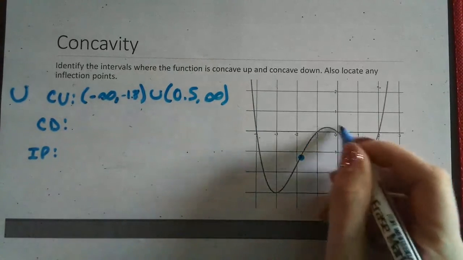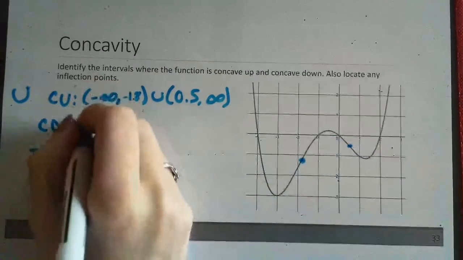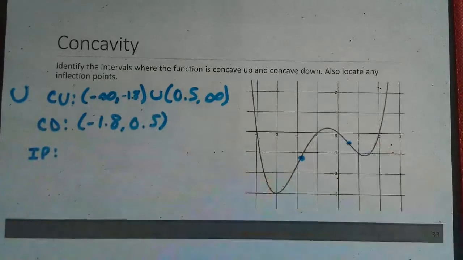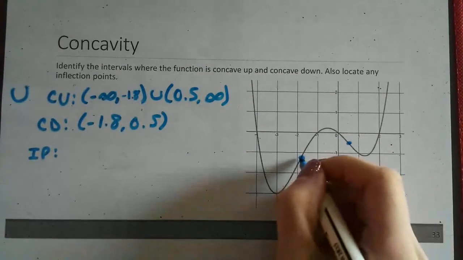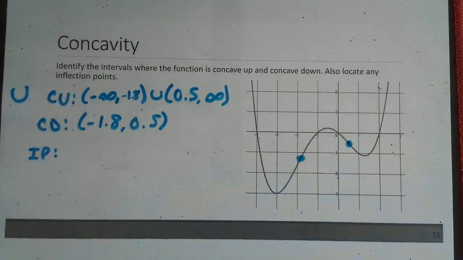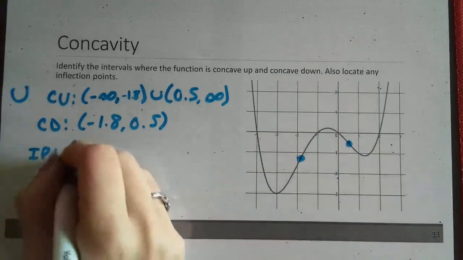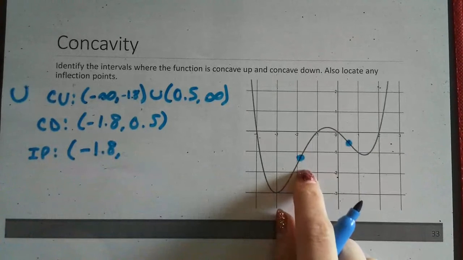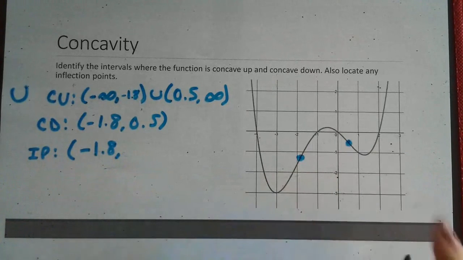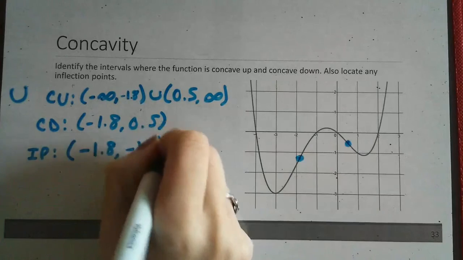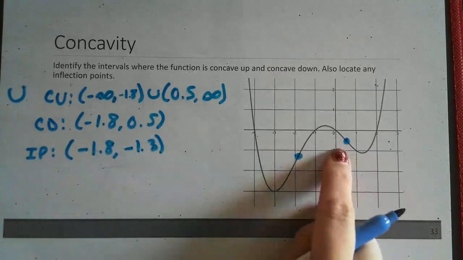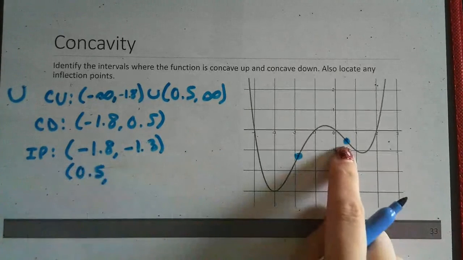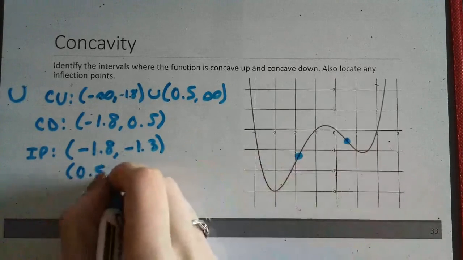So concave down is this downward cup in the middle, and that's going to be from my -1.8 to my positive 0.5. The inflection points are where we switch. So hey, I already drew in those points. I just have to come up with coordinates for them. The first one we said was at -0.8 for x. I'd say the y value there is maybe -1.3. And then there's another one over here at x is 1/2. I'd say that the y value is probably about -1/2.